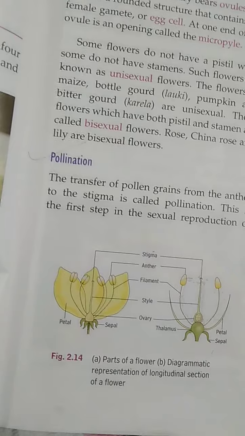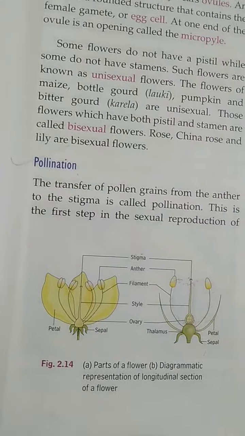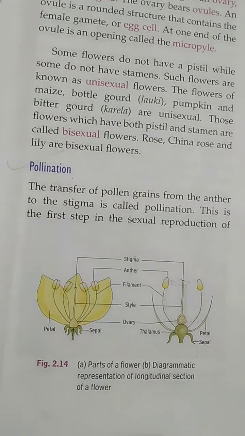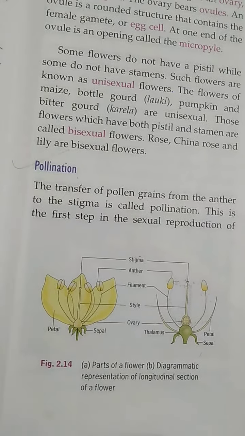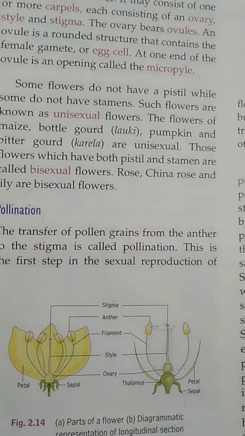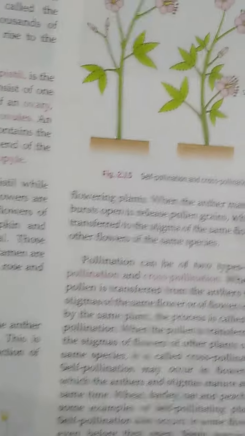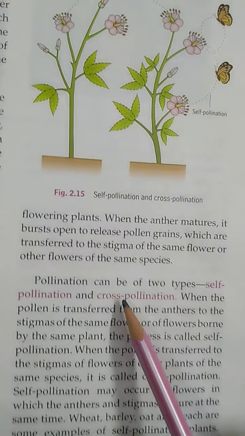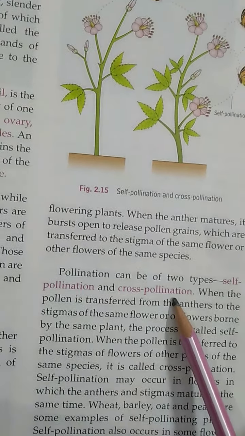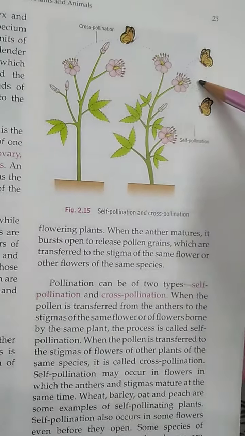Now students, we will discuss our next topic, which is pollination. Now what is pollination? Pollination is actually the transference of pollen grains from the anther to the stigma part of the flower. And this pollination is actually the first step in the sexual reproduction of flowering plants. Now students, we have two types of pollination. One kind is known as self pollination, and the other kind is known as cross pollination. Now I will show you self pollination and cross pollination through this diagram.